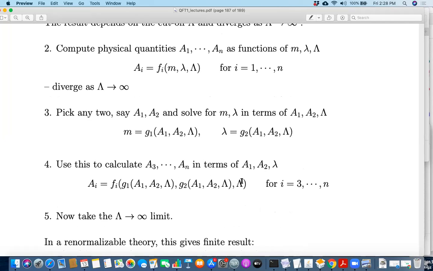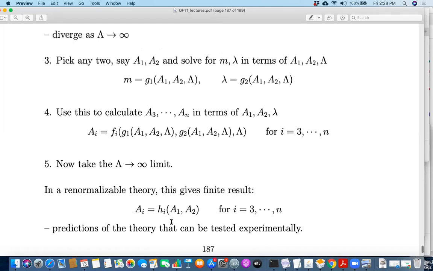But the idea in a renormalizable theory is that once you express Ai as a function of A1, A2 and lambda by using these, and now take the lambda goes to infinity limit, then the infinities that come because you are taking lambda goes to infinity here, and the infinities that come because of the G1 and G2, those two exactly cancel, and eventually we get a finite function, which I can call Hi of A1, A2. And this finite function, these relations are completely independent of the cutoff, how you had chosen to cut off the ultraviolet divergence, even though in the intermediate stages, everything depends on the cutoff.